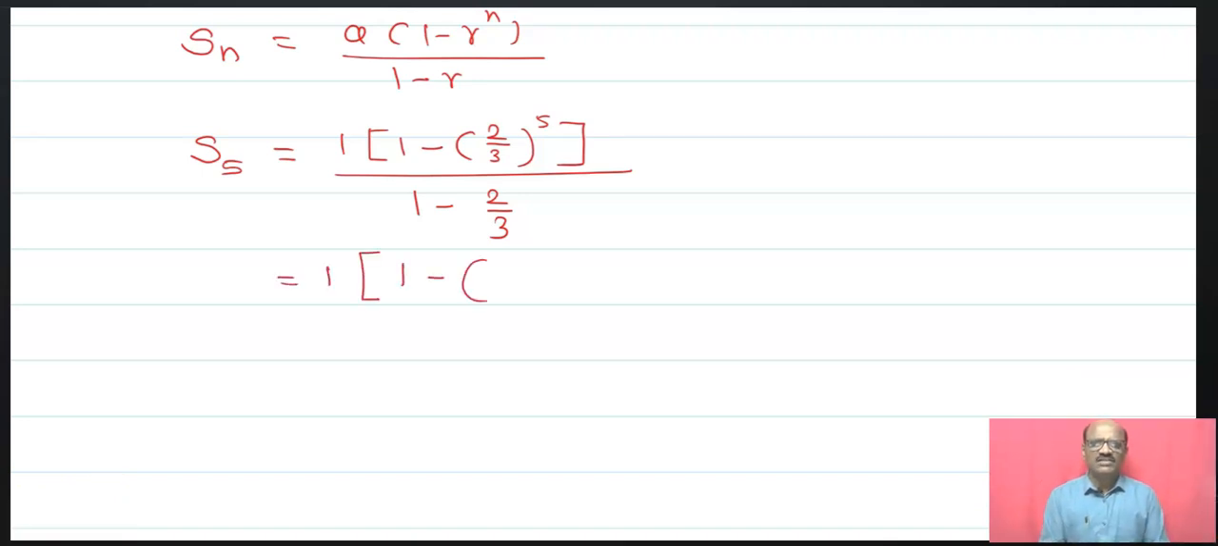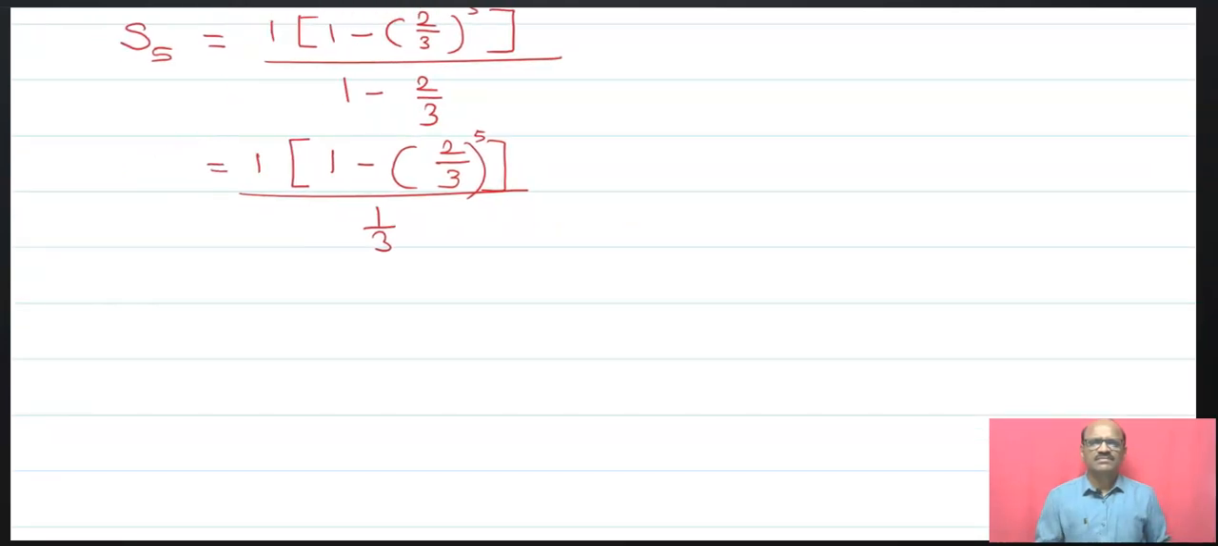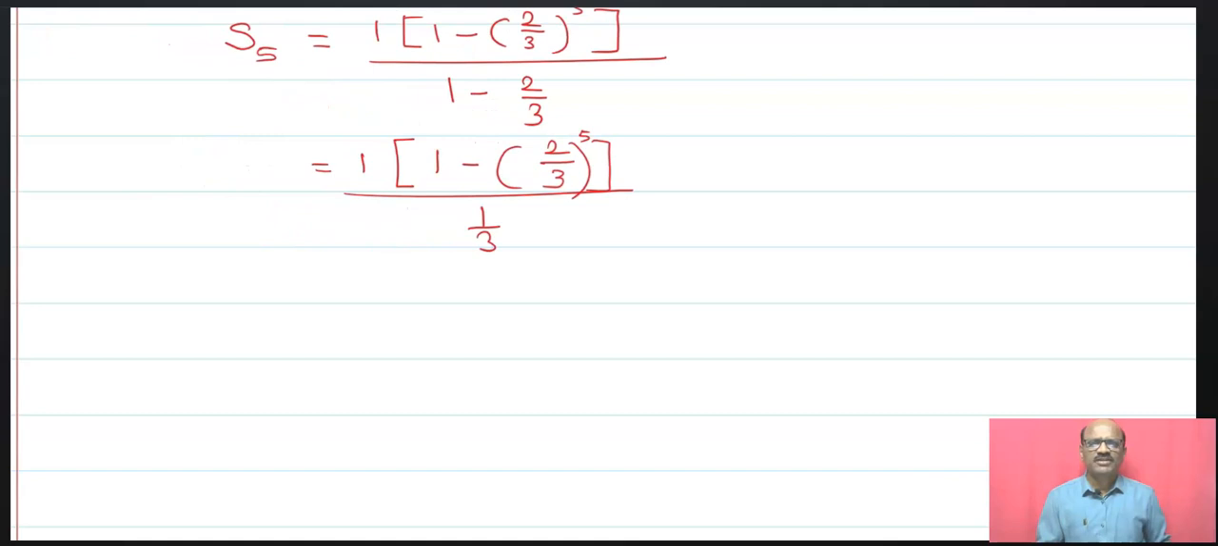That is 1 in bracket 1 minus 2 upon 3 bracket raised to 5. Writing the bracket raised to 5, we get 1 upon 3, put the denominator, and it will be the multiplier and reciprocal. That is 3. Now I say here multiplied and reciprocal means what? Here it will be the multiplier, and the reciprocal of this is 3.